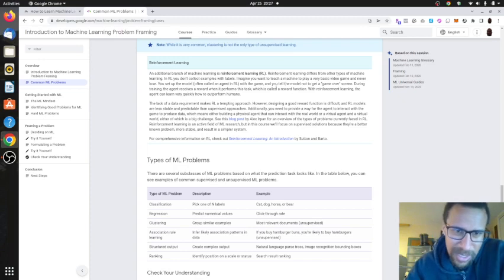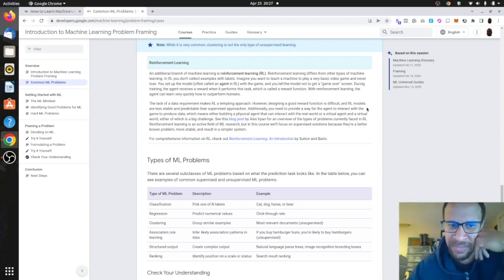Here we go. The lack of data requirement makes RL a tempting approach. However, designing a good reward function is difficult. Yeah, you can't reward a kid with broccoli for eating his vegetables. He just ate those. You need to have the right thing. Reinforcement learning models are less stable and predictable than supervised approaches. Of course. Additionally, you need to provide a way for the agent to interact with the game.